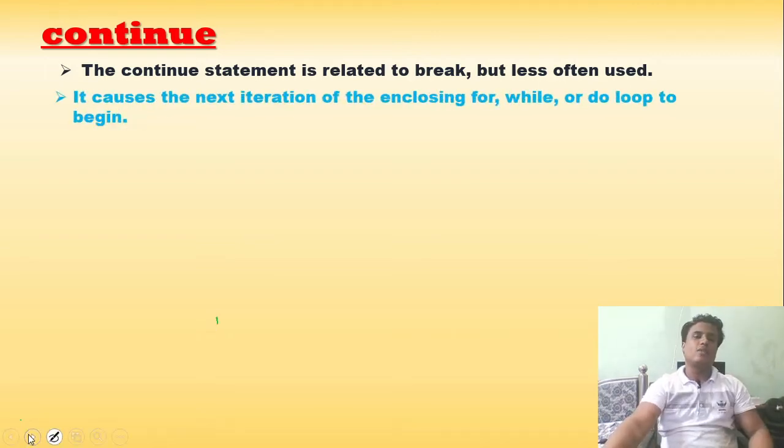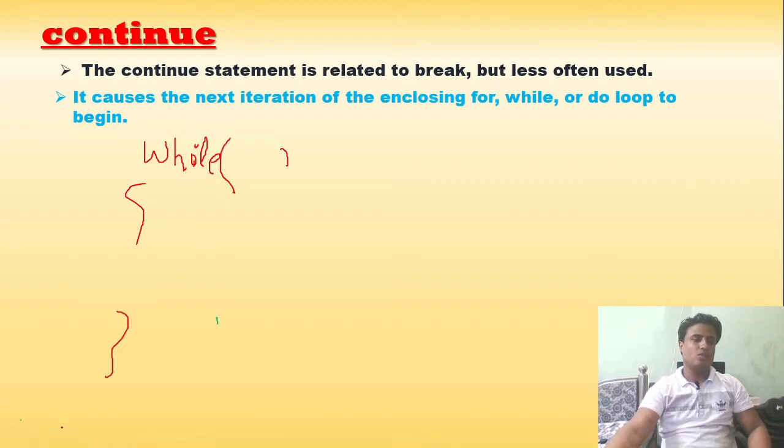It causes the next iteration of the loop to begin, for a while or do while loop. So what does next iteration mean? Suppose you use a while block here, and there will be some condition and there will be an expression. In the middle of it, someone has used the continue statement.